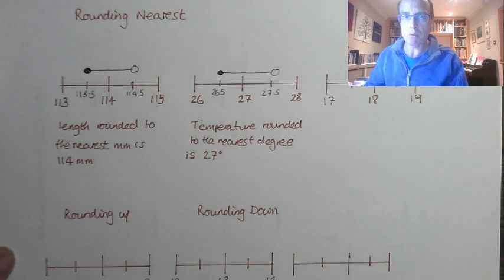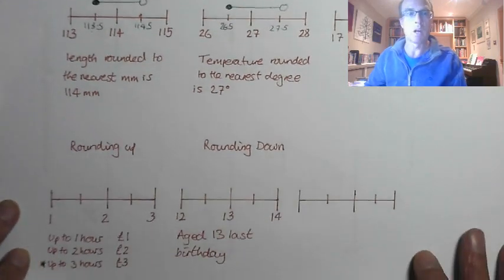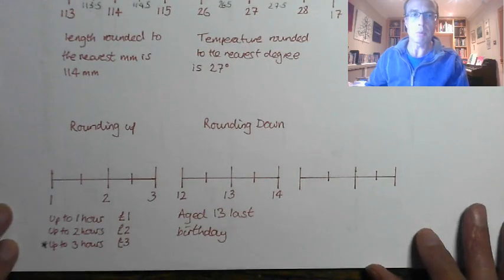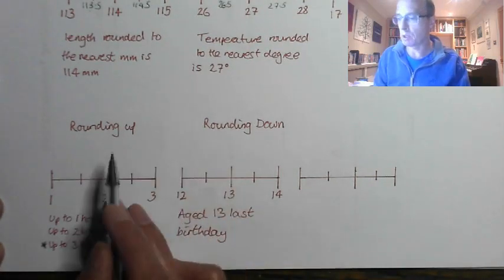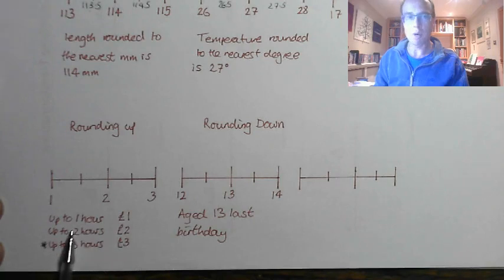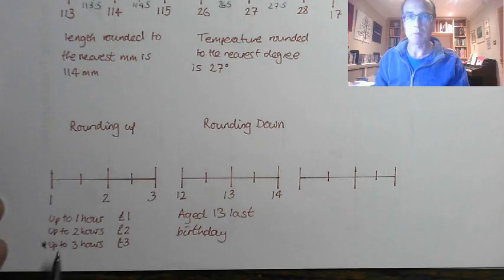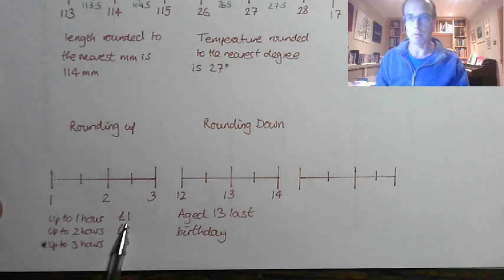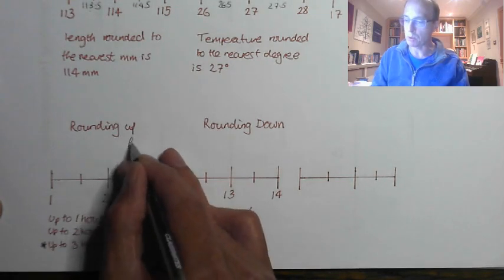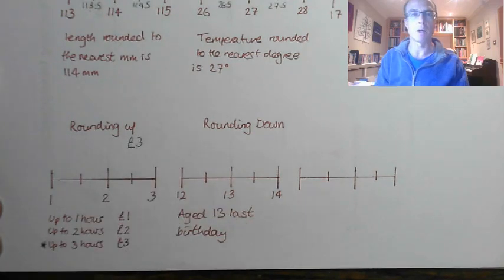Sometimes we don't round to the nearest, sometimes we round either up or down, and probably the two most common examples that we can look at, one is something like a car park charge, which I've got here, and then for rounding down we're going to have a look at ages. Let's start with a car park example. So if I park for up to an hour, I'm going to get charged £1. Up to 2 hours I'm going to get charged £2, and up to 3 hours I'm going to get charged £3. So if I want to try and work out the range of possible times I've parked in the car park that I've been charged £3, what are those going to be?